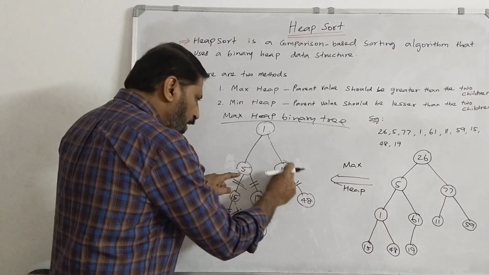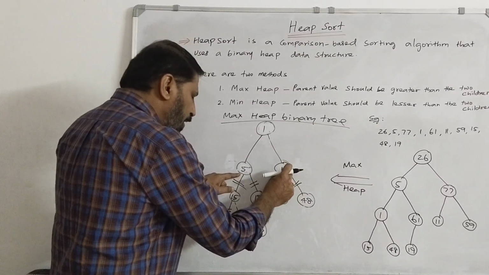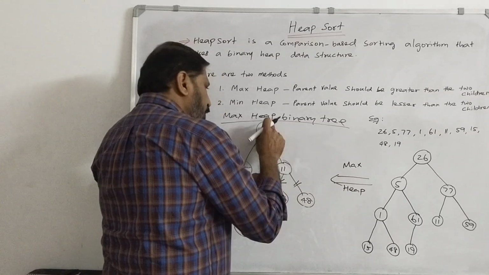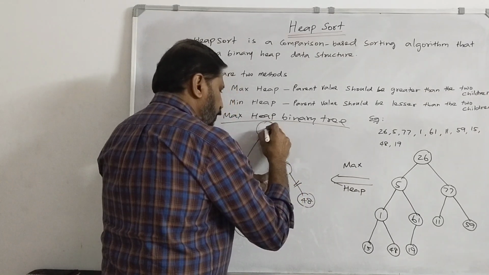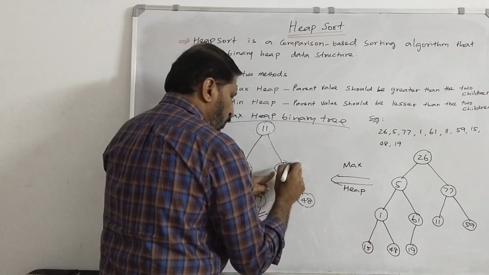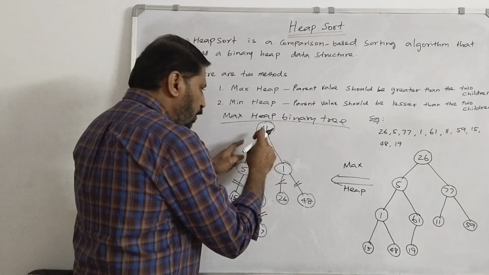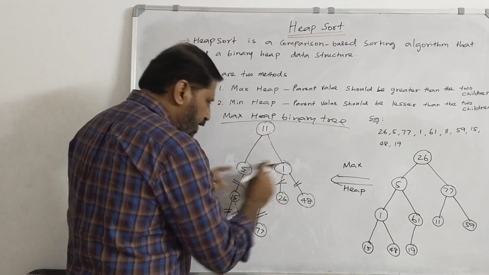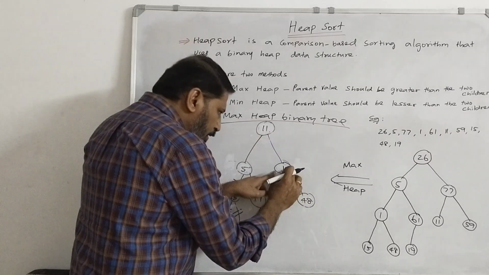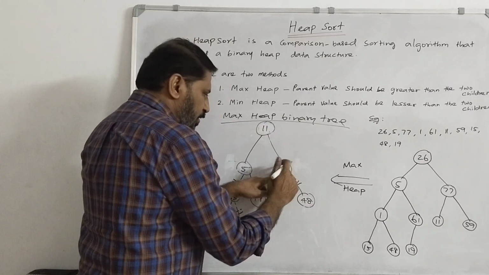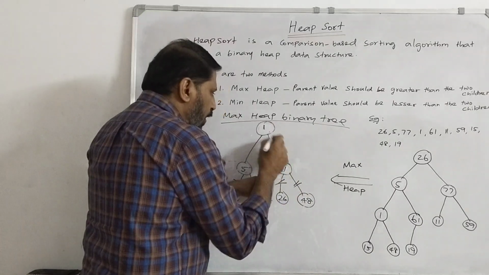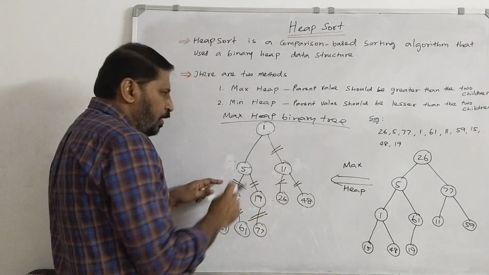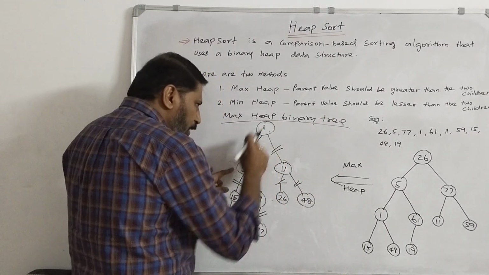Now we compare 11 and 5. 11 is a greater value. So 11 compared with 1. So 11 comes here, 1 goes here. The next from last is 1, so 1 and 11 are interchanged. This 11 comes here, 1 goes here. This is also eliminated. Now we have to compare 5 and 1.